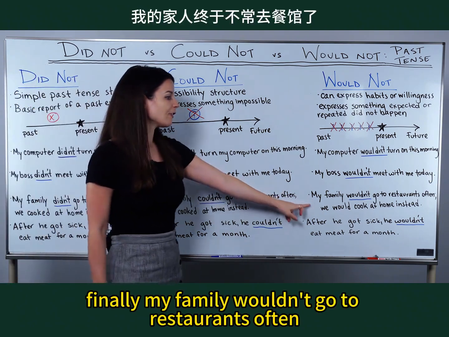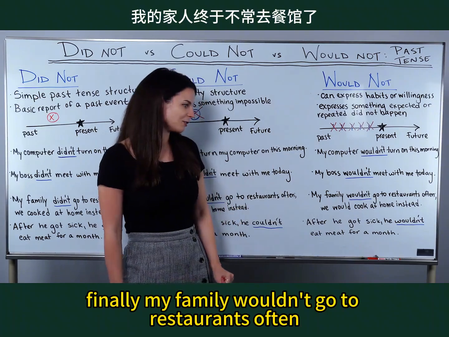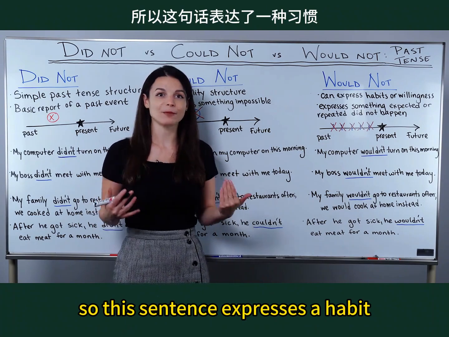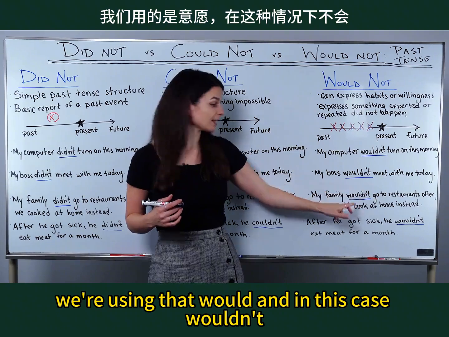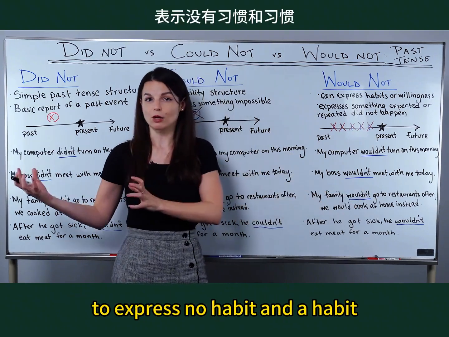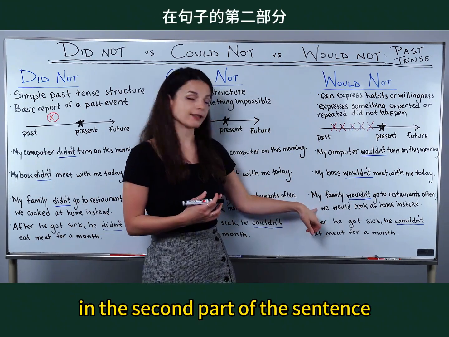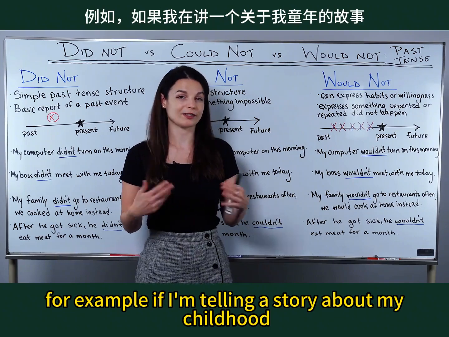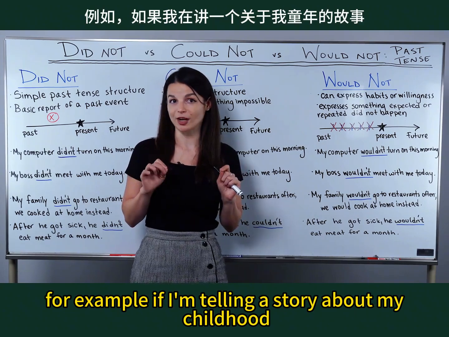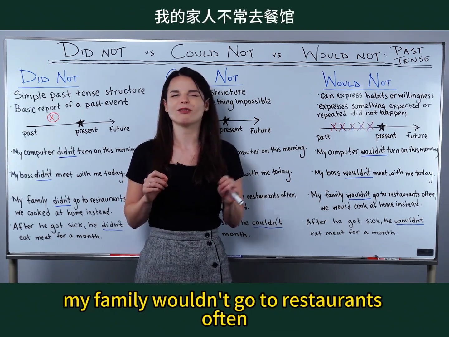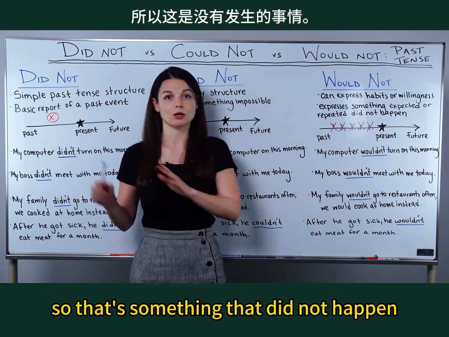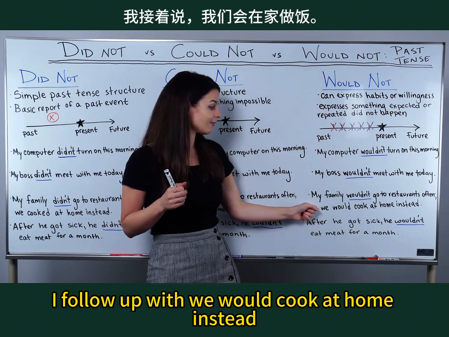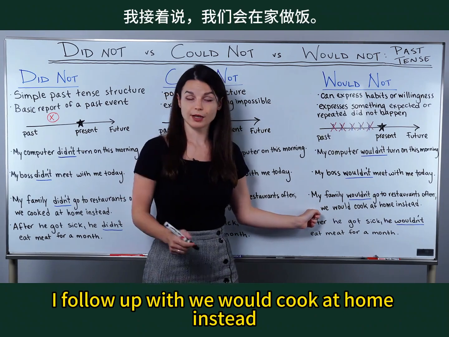Finally, my family wouldn't go to restaurants often. We would cook at home instead. So this sentence expresses a habit. We're using would, and in this case, wouldn't, to express no habit, and a habit in the second part of this sentence. For example, if I'm telling a story about my childhood, I might say, when I was a kid, my family wouldn't go to restaurants often. So that's something that did not happen regularly in the past. I follow up with, we would cook at home instead.